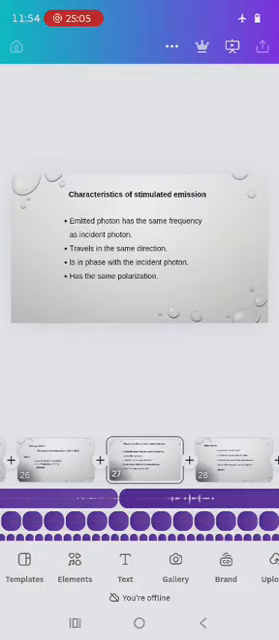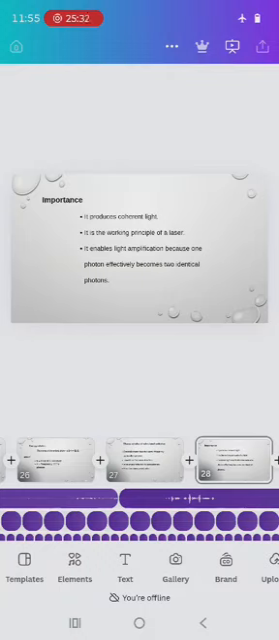What are the characteristics of stimulated emission? The emitted photon has the same frequency as the incident photon. It travels in the same direction, in phase with the incident photon, and has the same polarization. These are the characteristics.